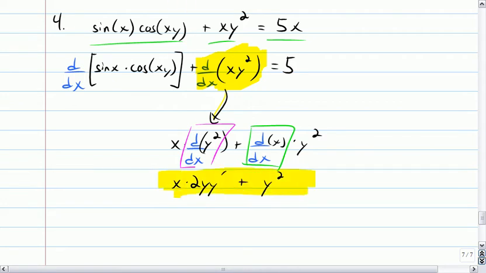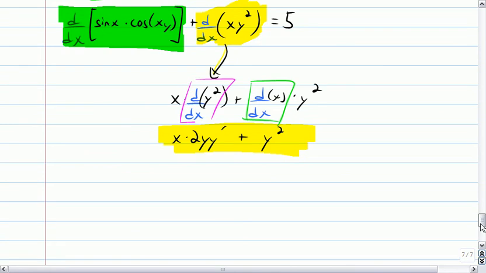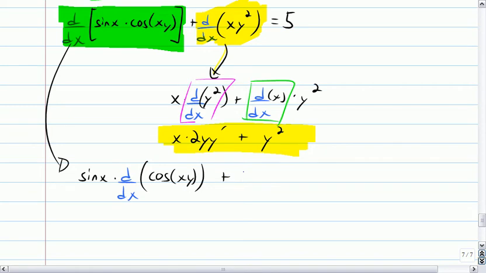So you could substitute this yellow piece for the previous yellow piece. We're going to eventually go back and do that. Now our goal right now is this green piece. So we can do some work there. I see a product rule. So I'll go sine x times the derivative of cosine xy plus the derivative of sine x times cosine xy.